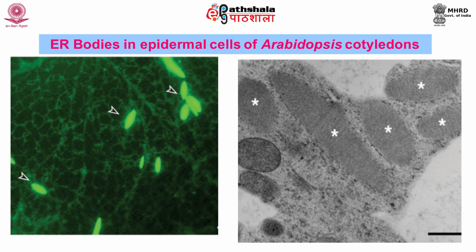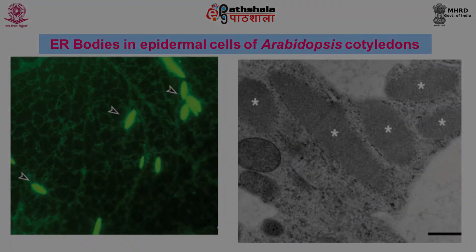Dry seeds do not have ER bodies, but ER bodies accumulate in cotyledons after 4 days of seed imbibition. The figure also shows you ER bodies in cotyledons of Arabidopsis. These ER bodies disappear slowly with progression of senescence. It is also observed that the number of ER bodies increases when plants are wounded. Usually, the accumulation of ER bodies is slow and requires 48 to 66 hours.